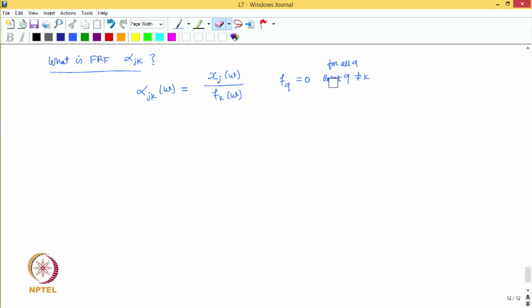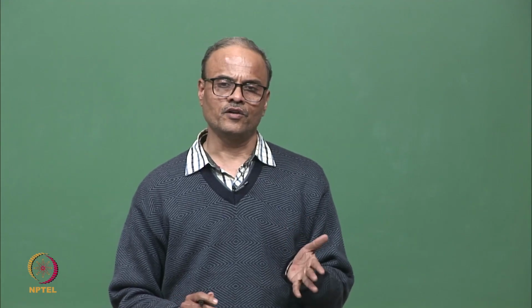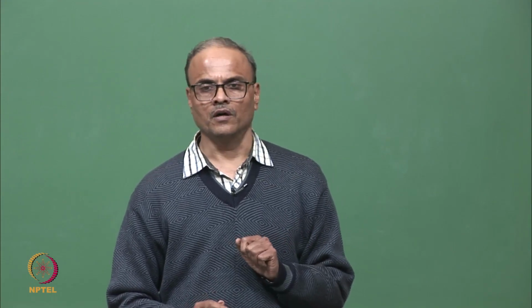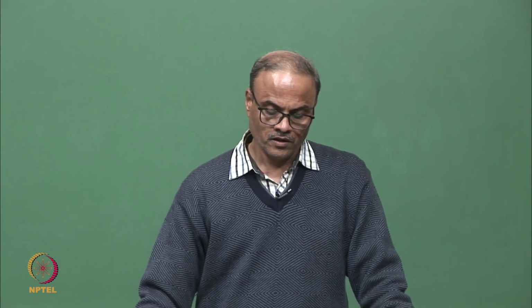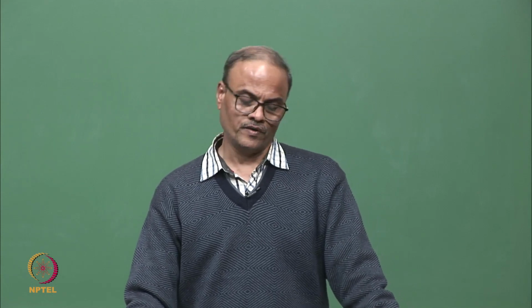So, let me rewrite that, except q is equal to k. So, it means the force is applied only at the kth degree of freedom, a harmonic force with frequency omega is applied at the kth degree of freedom, and then the response it causes at the jth degree of freedom, the amplitude of that response divided by the amplitude of the force at the kth degree of freedom, this ratio basically is called the frequency response function.